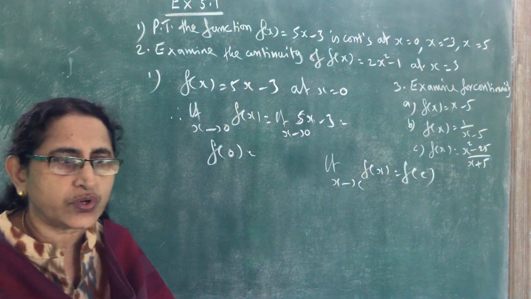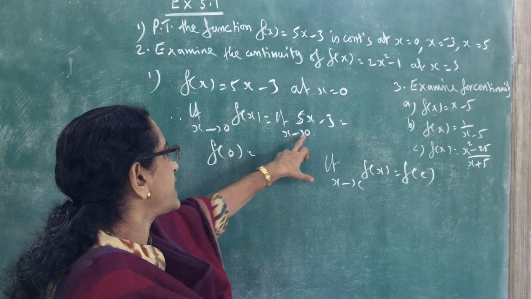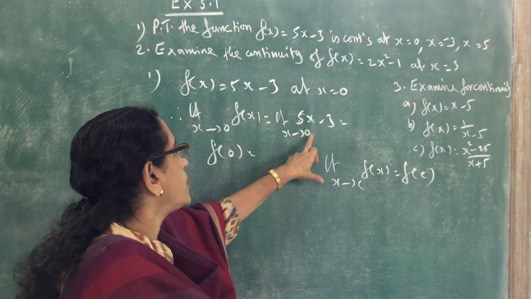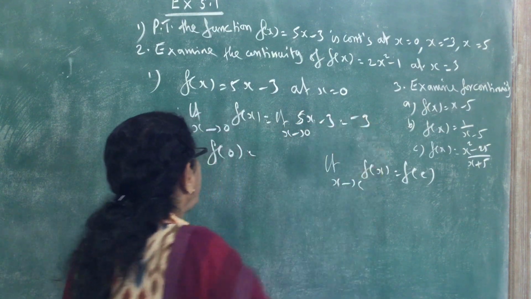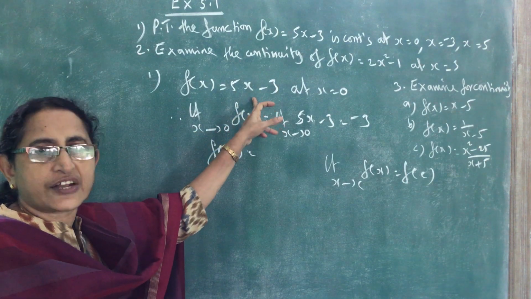To find the limit, we have to substitute x equal to 0. So substitute x equal to 0: 5 into 0 minus 3, that is minus 3. Now f of 0, where f of x equal to 5x minus 3. So what is f of 0?